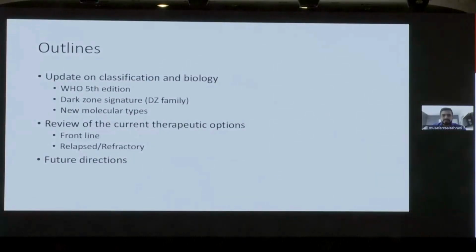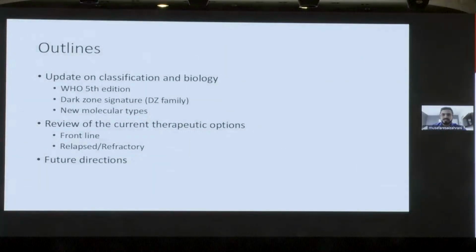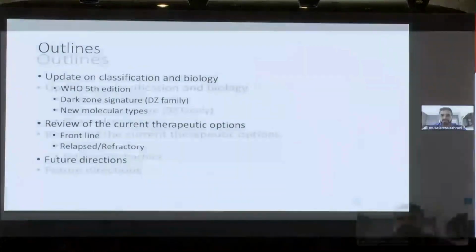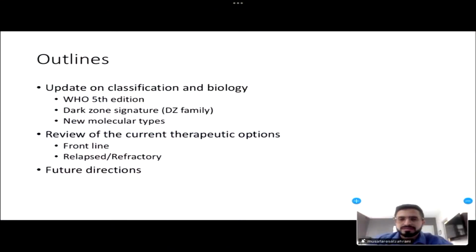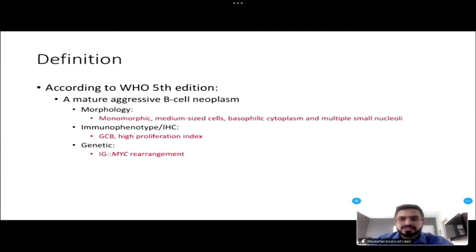So I will be talking about some updates in the classification from the recent WHO fifth edition, as well as some information about the dark zone family of lymphomas and the molecular subtypes of Burkitt's lymphoma, and then review the current therapeutic options, either in the front line or the relapsed refractory, and some future directions in the treatment of Burkitt's lymphoma.